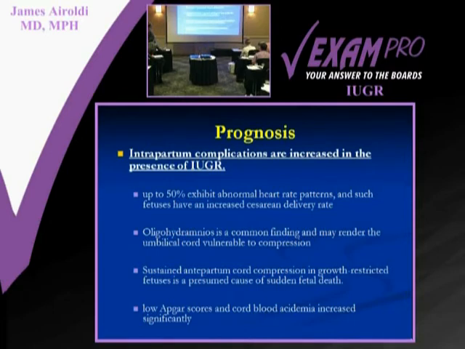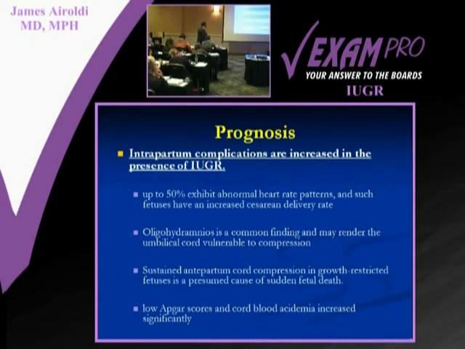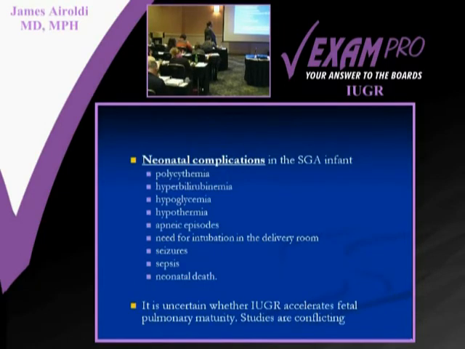Intrapartum, the prognosis, their intrapartum complications are increased. Up to 50% will exhibit abnormal heart rate patterns, and they do have an increased risk of cesarean delivery. Oligohydramnios, a common finding, makes the umbilical cord vulnerable to compression. And then, of course, there's sudden fetal death that not all of our NSTs can predict. And low APGAR scores and cord blood acidemia are also increased.